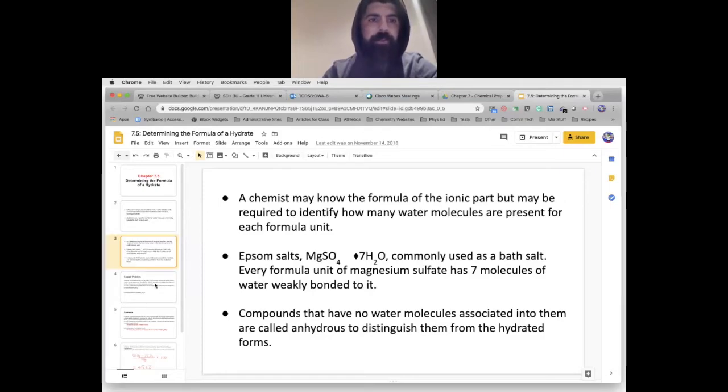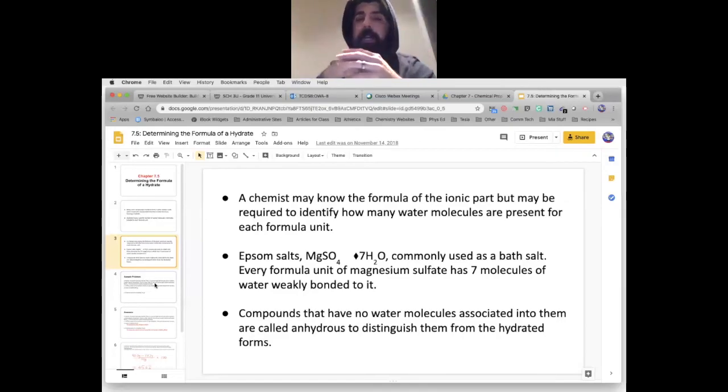Okay, so let's go straight to the sample problems, because all it really is, is calculations using specific types of concepts, utilizing percent composition and empirical formula.